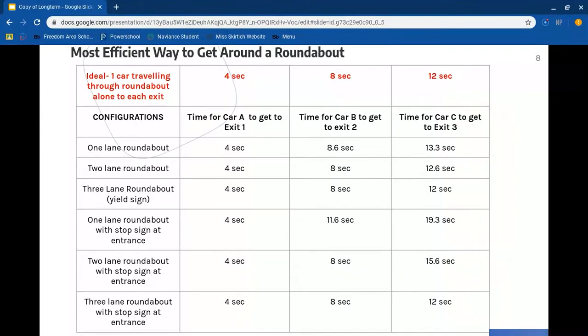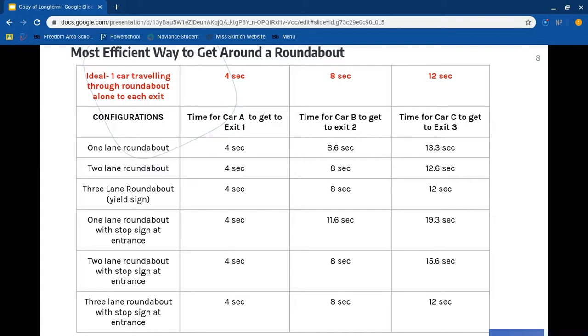So in an ideal situation, there'd be one car in the roundabout traveling to each exit. In that ideal situation, car A going to exit 1 would take 4 seconds. Car B going to exit 2 will take 8 seconds. And car C going to exit 3 will take 12 seconds. So that's basically the control of the experiment.